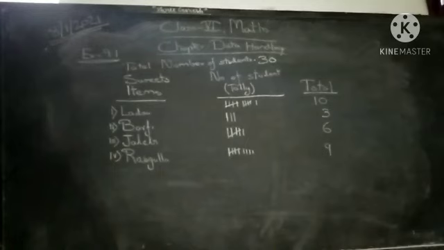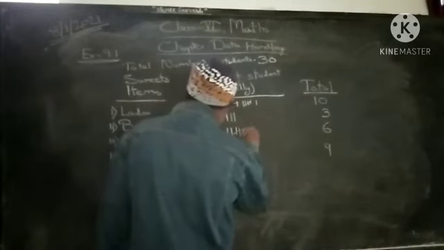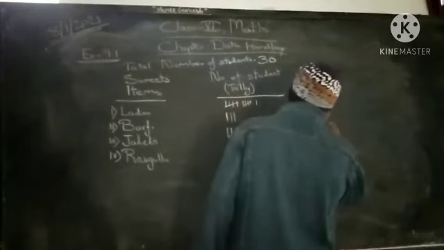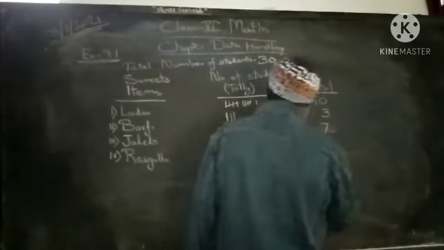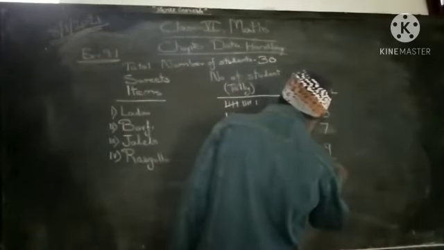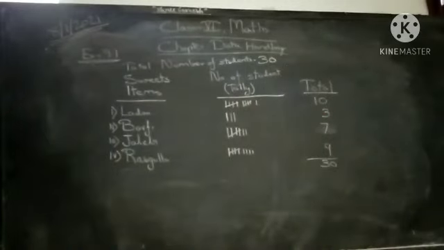Okay, there is a slight mistake from my end. I calculated again and found that there are a total of 7 students who like jalebi. So now add this, you will get 30. So your sum is correct. Okay, this is how we need to do the tally.